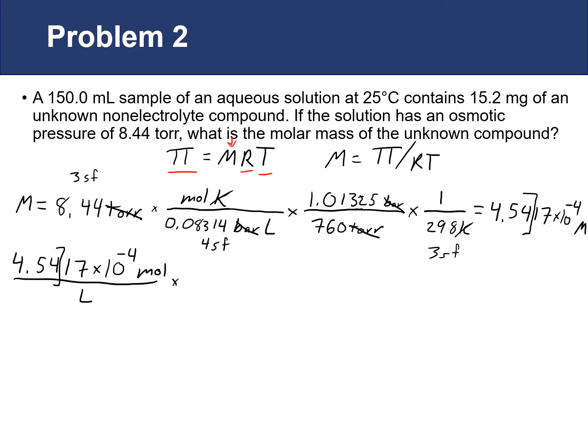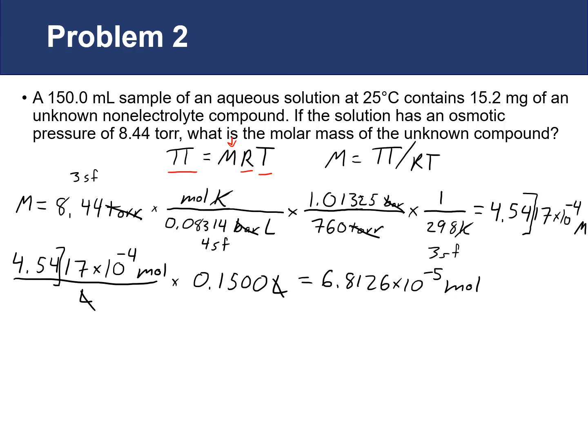Okay, to get moles, we need to take this value and multiply it by our volume. We have 150.0 milliliters, which we can convert to liters just by shifting the decimal place 3 to the left. So this would be 0.1500 liters. Liters cancel out. Plug this into your calculator, you'll get 6.8126 times 10 to the negative 5th moles.